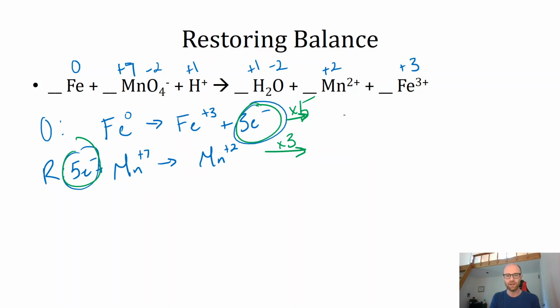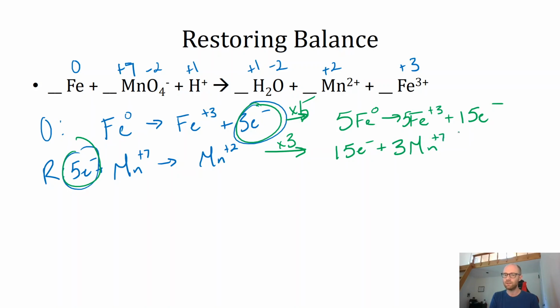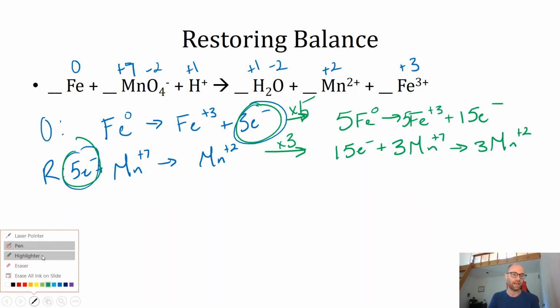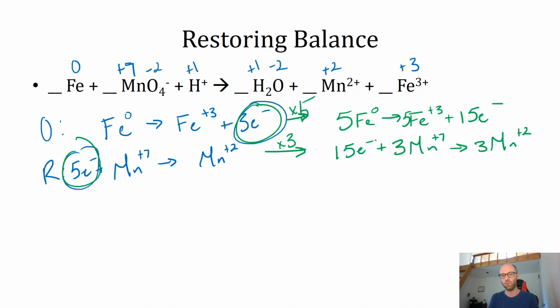And so then what you have here is 5 irons will make 5 iron +3s plus 15 electrons. And then here you'll get 15 electrons being consumed and 3 manganese making 3 more manganese +2. And so just again to make sure, we could add up these 2 reactions, but you see we're not including the H pluses and the waters. But what we have here is the 15 electrons in, the 15 electrons out. This is great. We are balanced. We've got that checkpoint met.